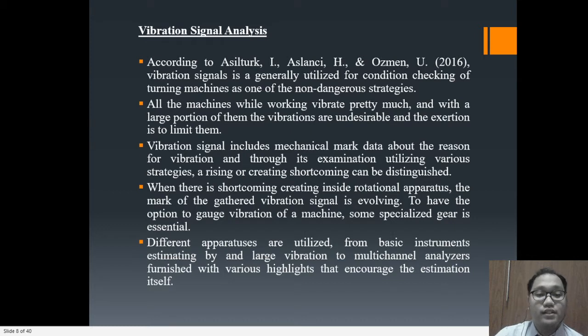Different apparatus are used, from basic instruments measuring overall vibration to multi-channel analyzers equipped with various features that facilitate the measurement itself.